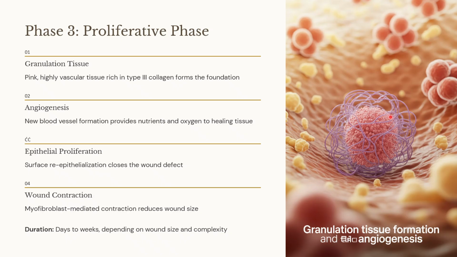It is called granulation because under the microscope and even to the naked eye it looks grainy. Why should it look grainy? Because of the many tiny new capillaries. It's soft, moist and pink or red in appearance. It is mainly the blood vessels which give it the granulation appearance. The pink, highly vascular tissue is the type 3 collagen that forms the foundation. The new blood vessel formation provides nutrients and oxygen to the healing tissue.